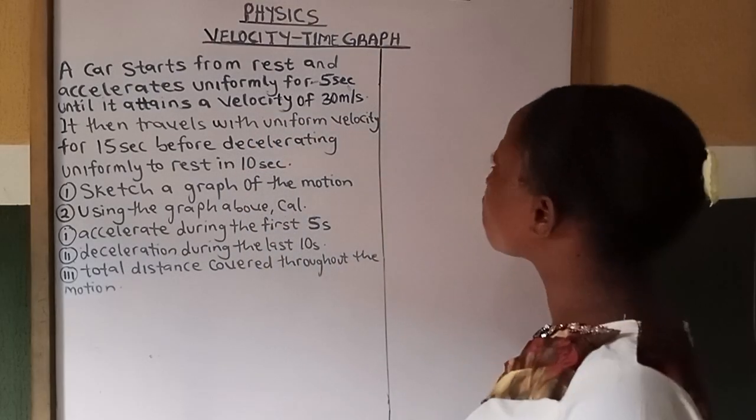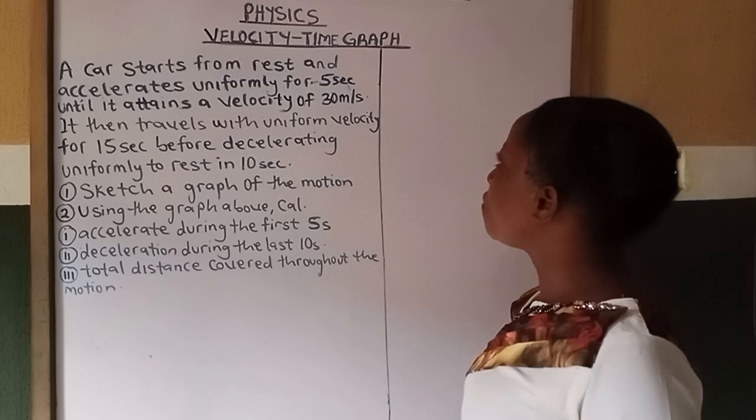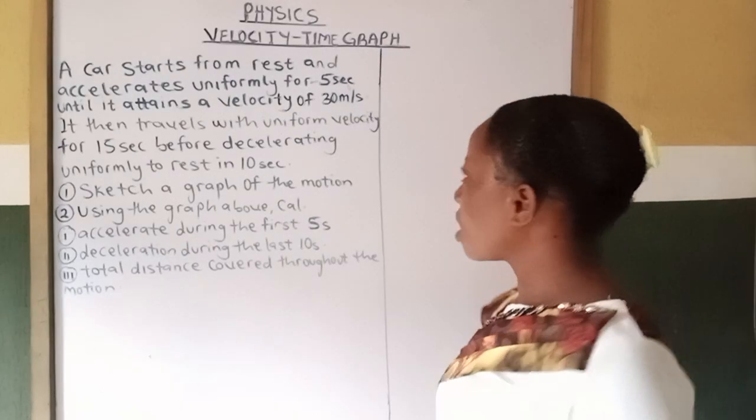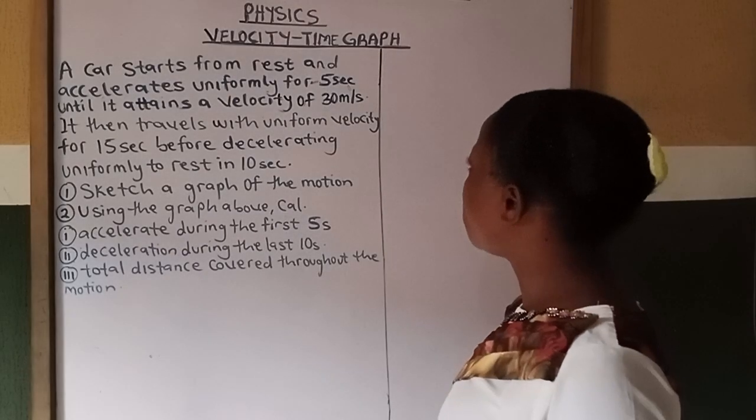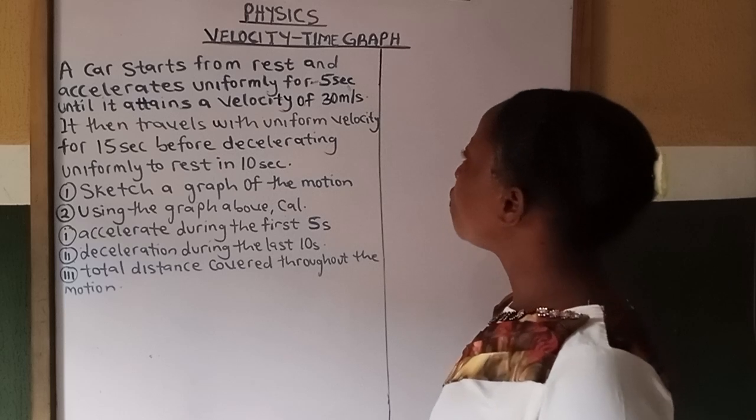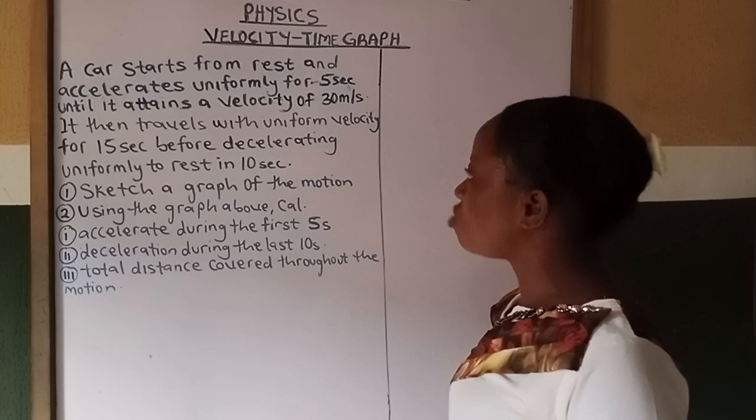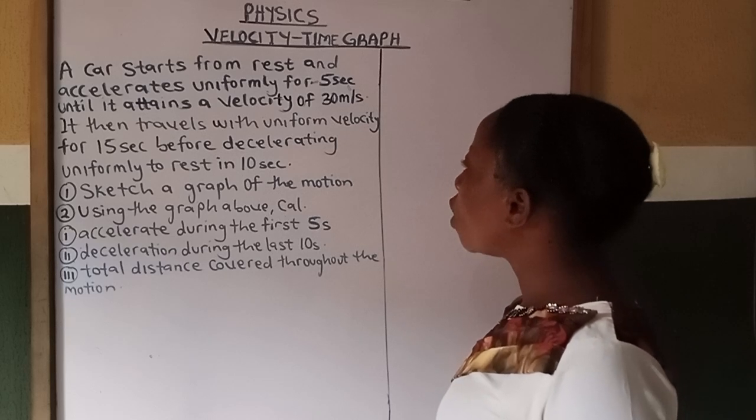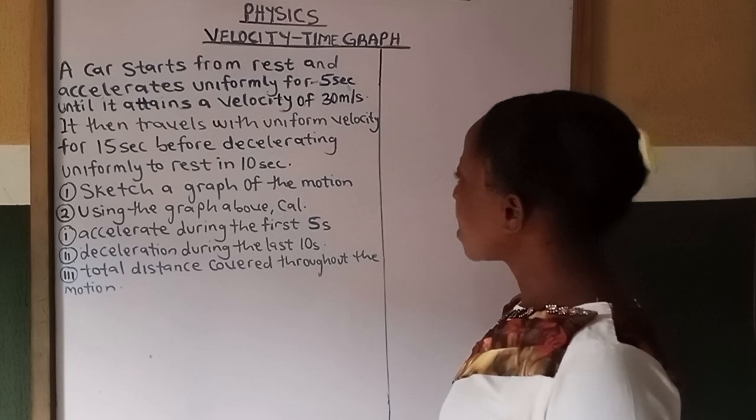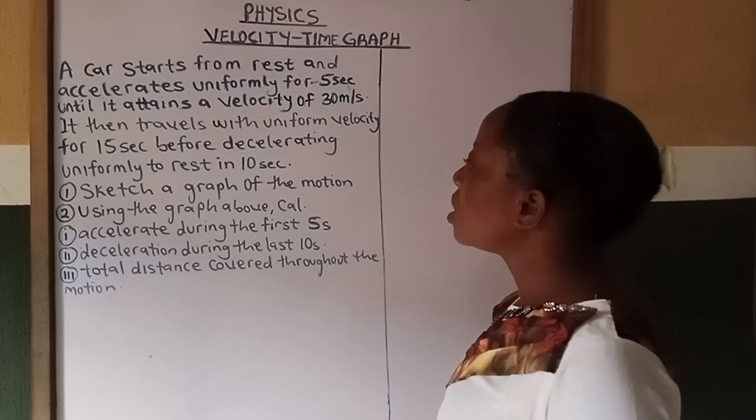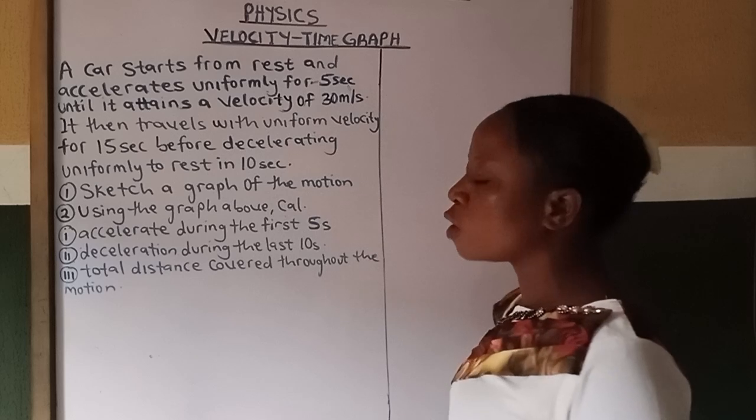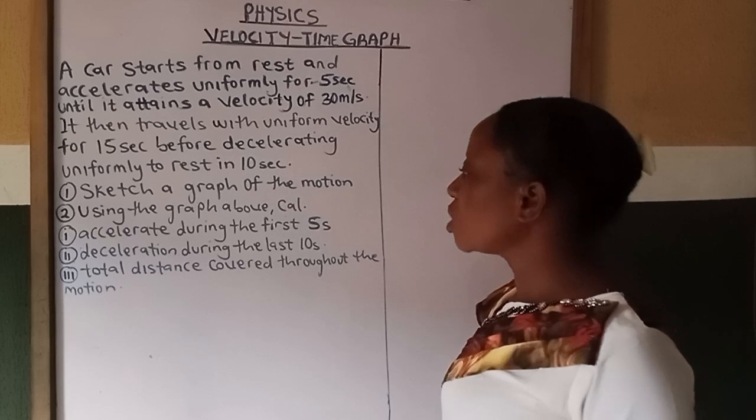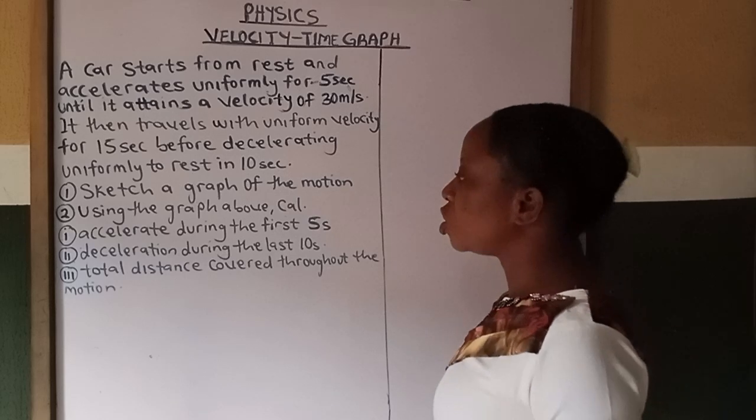It says that a car starts from rest and accelerates uniformly for 5 seconds until it attains a velocity of 30 meters per second. It then travels with uniform velocity for 15 seconds before decelerating uniformly to rest in 10 seconds. Question number 1 says, sketch a graph of the motion. 2. Using the graph above, calculate: Roman figure 1, acceleration during the first 5 seconds. Roman figure 2, deceleration during the last 10 seconds. Roman figure 3, the total distance covered throughout the motion.